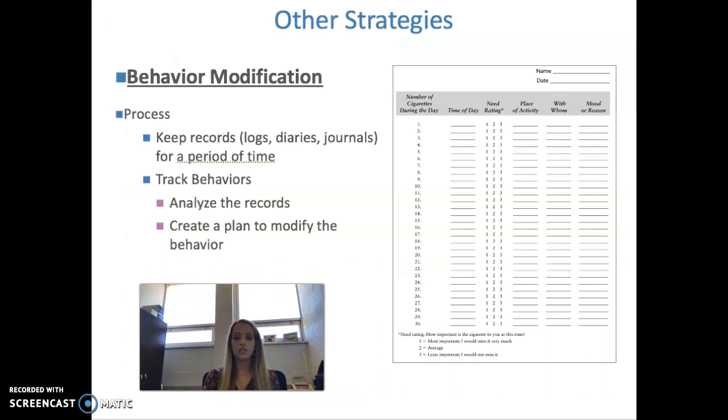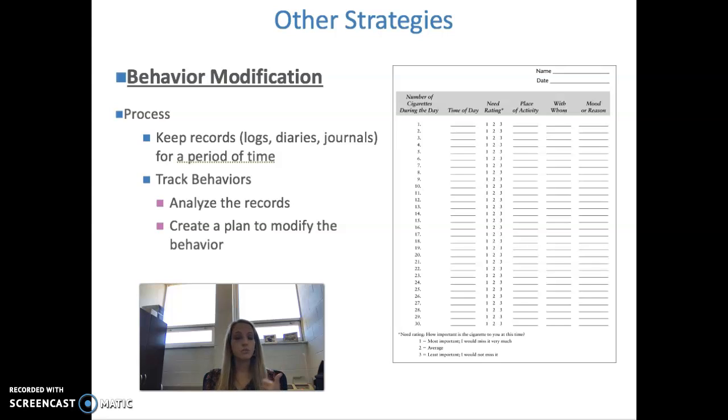So let's look at the other strategies. We've already talked about health communication and health education. So let's look at some of those other strategies. And remember, they're not independent, so they all work together. Let's talk about behavior modification. One of the biggest strategies to change behavior is to begin with recording. So logs, journals, diaries, keeping a record of our behaviors and tracking those behaviors is super important.